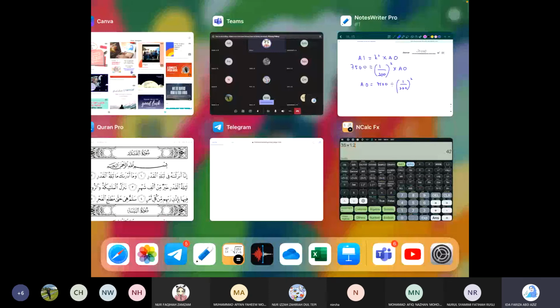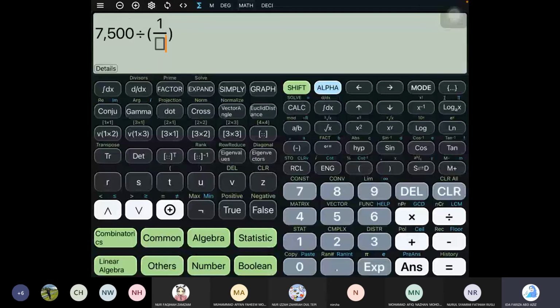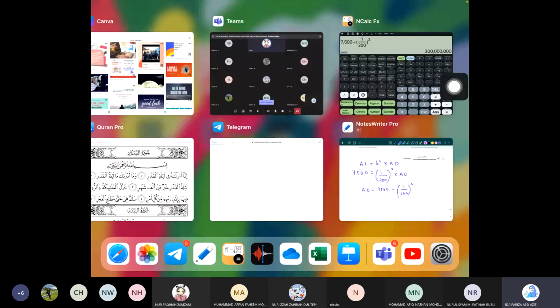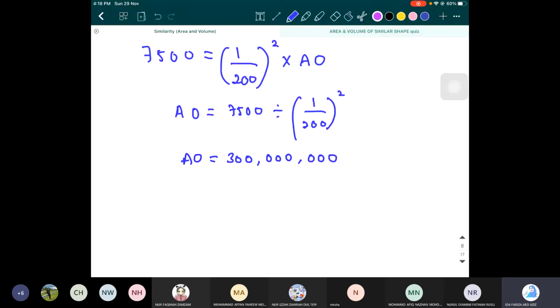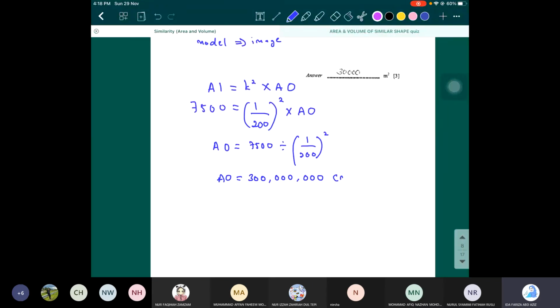So I will put this in my calculator. The way is like this: 7500 divide, put bracket. Okay, please bracket first. 1/200 in big bracket. Then the square goes outside. Okay, you have to be careful, because it is not just the 200 at the bottom that is squared. Everything is squared. So, it will become like this. 7500 divide 1/200 squared gives 300 million. Okay, let's copy our answer first. 300 million, 300 followed by 6 more zeros. And this one is in the unit of centimeter square.